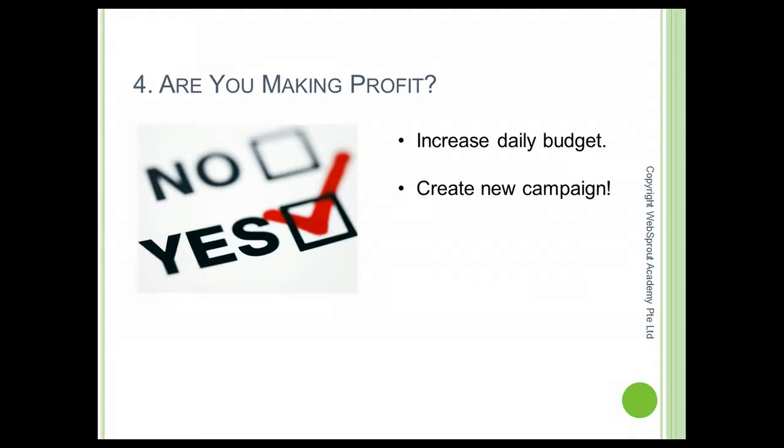So now moving on, if you are making profit, now you should increase your daily budget. If you are spending $5 per day, now increase it to $7. Increase your daily budget by a bit. Do not double or triple your daily budget, okay? And then wait and monitor for the result.